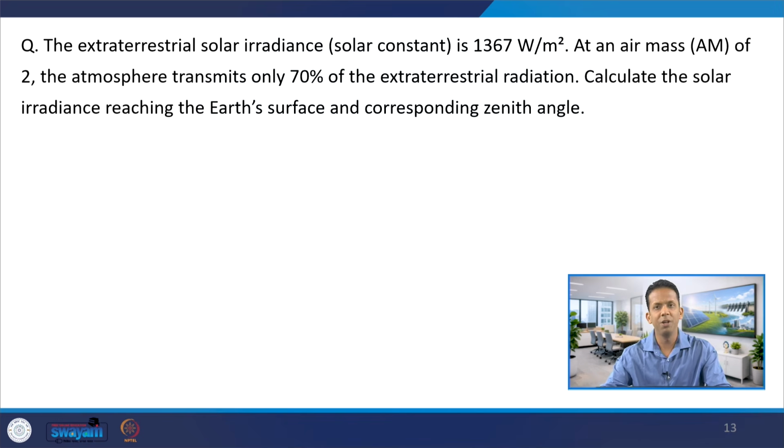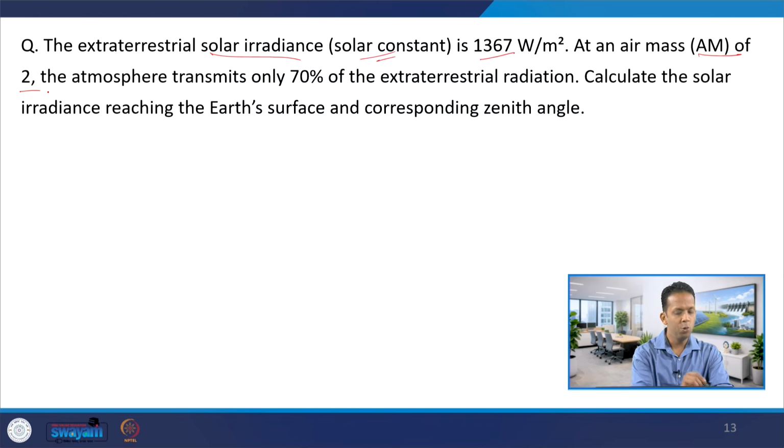Let's take one numerical before we close this lecture. We have studied the concept of solar constant and air mass. Now, the extraterrestrial radiation for solar irradiance, or solar constant, is 1367. It's a universally known value.